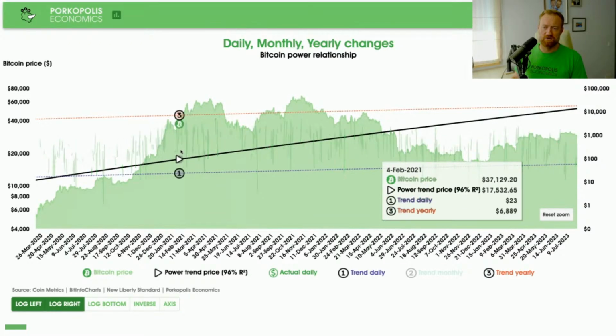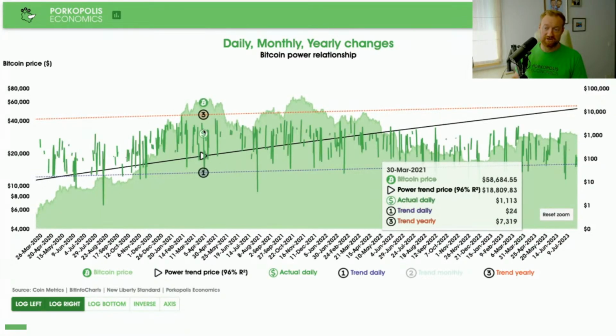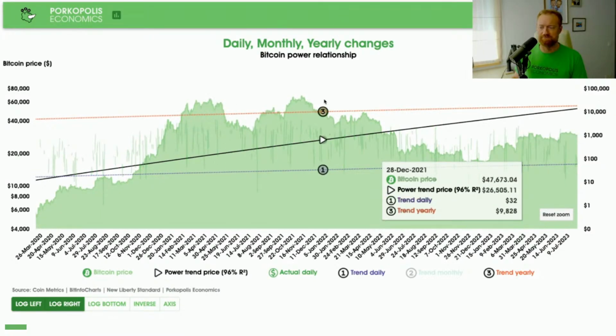And of course, it's not always at the top, right? Like here, we're moving towards the top. It didn't call the top, but it's very close. It's very suggestive about what's happening.